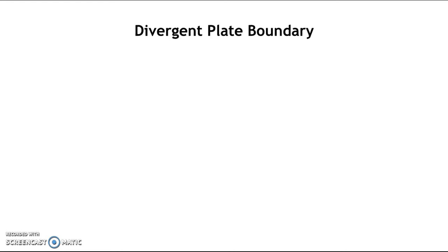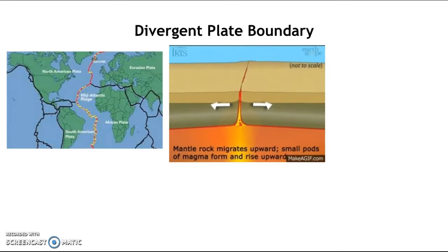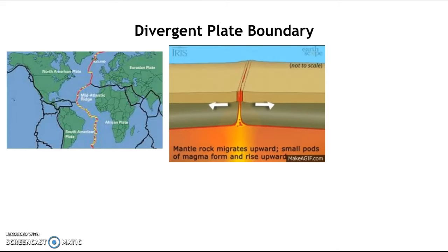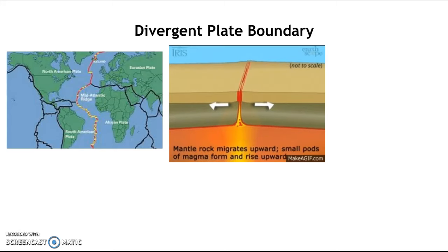The next plate boundary I wanted to talk about was the divergent plate boundary, like the Mid-Atlantic Ridge that we talked about. At a divergent plate boundary, two plates are moving in opposite directions. You can help yourself remember this by thinking of the word divide. When you divide something, you're splitting it in half, you're separating it. So divergent are two plates separating, moving away.